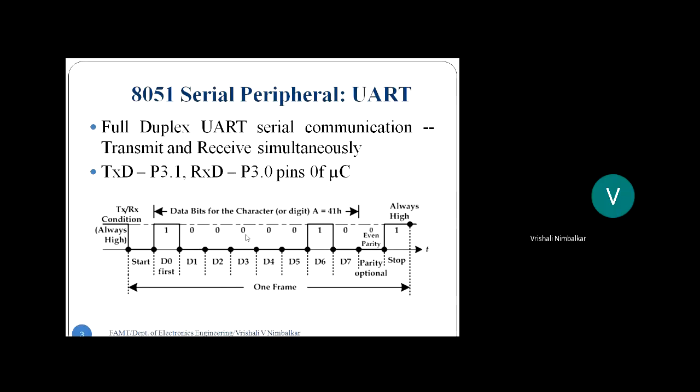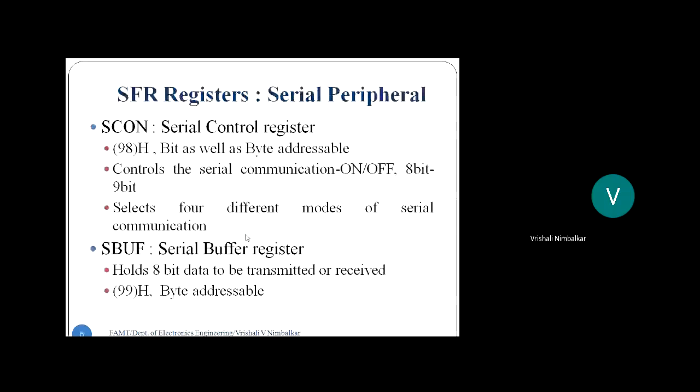And then we looked into the special function registers associated with serial communication. One is SCON, the serial control register, and the other one is SBUF. The serial control register SCON is bit as well as byte accessible. What does it control? Start and stop of the communication, whether the communication should be of 8 data bits or 9 data bits, and in which mode the communication should be. These features are controlled by the SCON register. And the data which is to be transmitted or received is stored in SBUF.